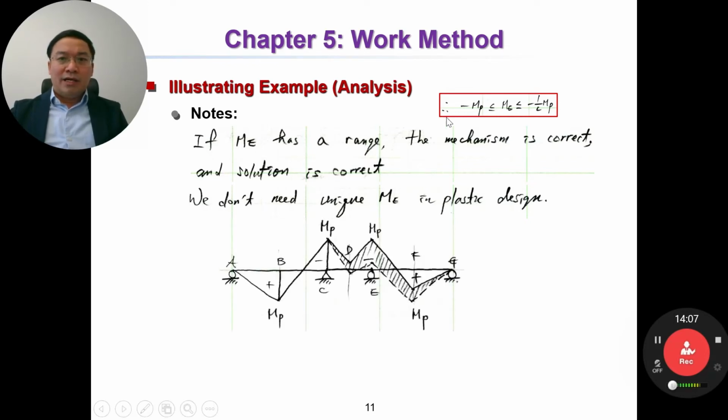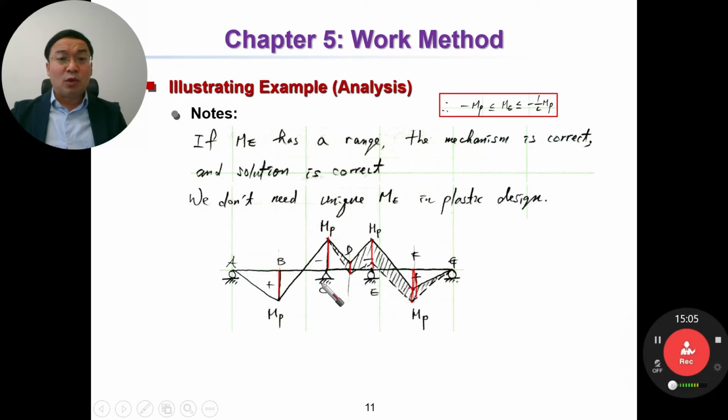So by using this solution of ME, now we can plot the moment diagram of the given structure. So moment here is MP and here is MP. Then we have MD in range from here to here. ME, we have a range here, from 1 over 4 MP to 2 MP. And we have a range of MF. MF is from here to here.